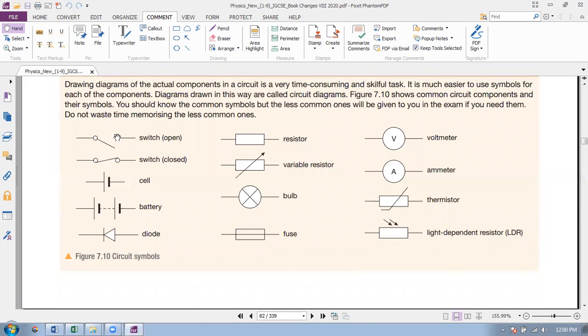A switch can be like this. It's an open switch. There is no connection. Open means no connection. And this is a switch that is closed, the connected one. In both terminals are connected.